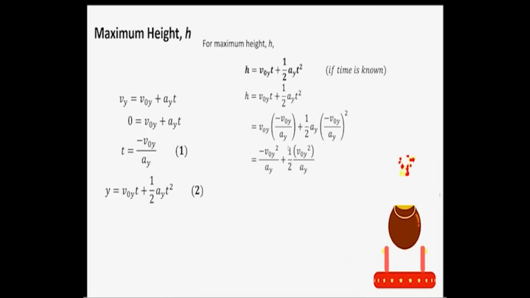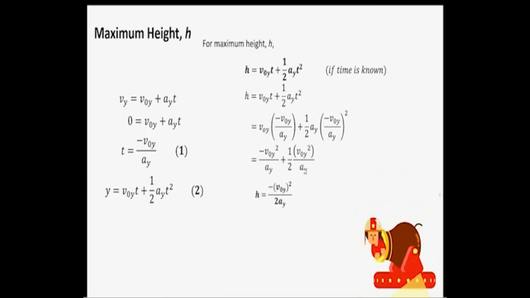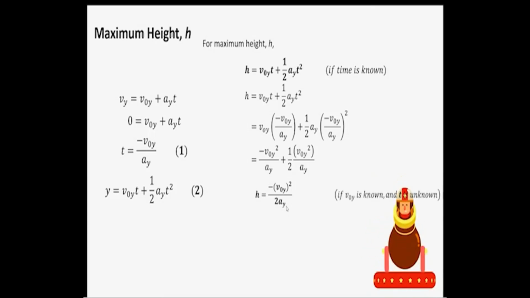Now, simplifying this, negative v sub 0y squared all over a sub y plus 1/2 v sub 0y squared all over a sub y. h, or maximum height, is equal to negative v sub 0y squared all over 2a sub y. So you can utilize this equation if v sub 0y is known and t is unknown.